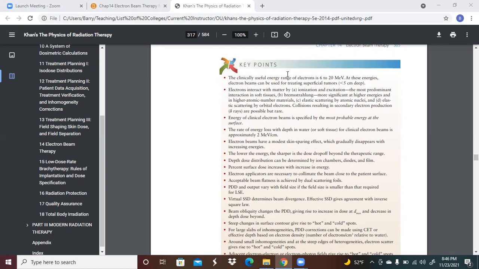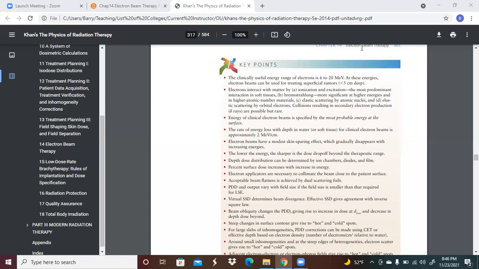The clinically useful energy range is going to be between 6 and 20 MeV. And at those energies, electron beams can be used for treating superficial tumors up to 5 centimeters in depth. Rarely have I seen a 20 actually be used. Most of the time, you're going to be looking at a 6, maybe a 9, maybe a 12. But normally, when it comes to treating things that are superficial, you're going to be looking at a 6 to 9 and some amount of bolus.